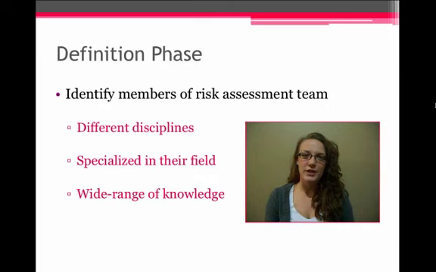The first phase is the definition phase. In this phase, we need to identify who the members of our risk assessment team will be. This team is built of people from many different disciplines who specialize in their specific field. These specialists are carefully chosen in order to include people with wide and up-to-date knowledge of system deviations. Once a risk assessment team is chosen, it is their job to narrow and focus their effort as to not have too large of a scope to assess.